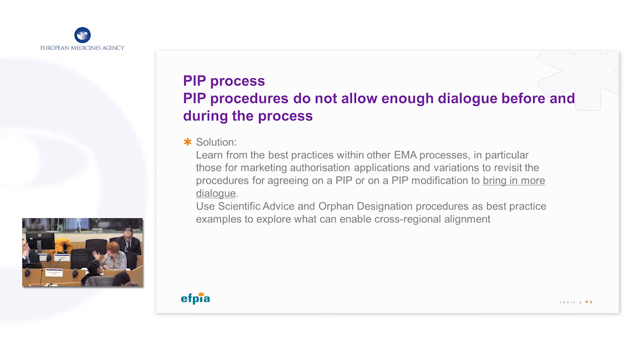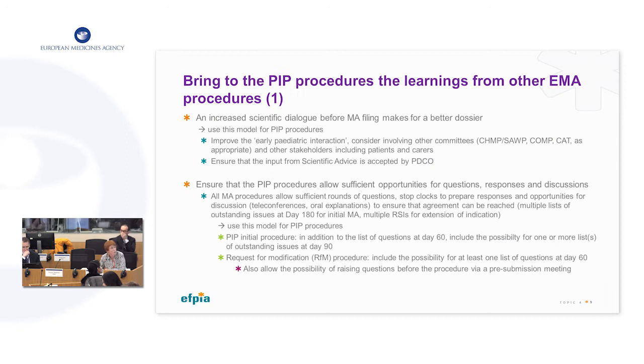And we heard it as well when Janina was saying to look at scientific advice for working between US and EU. Have a look at what's happening in scientific advice and orphan drug designation and see if there is a way to actually have better alignment by learning from what they've done. So for the PIP, learning from EMA, as I said, increased scientific dialogue before an MA filing, before marketing authorization filing, has been known repeatedly to allow for a much better dossier that is more likely to be approved. Bring this to the PIP process.